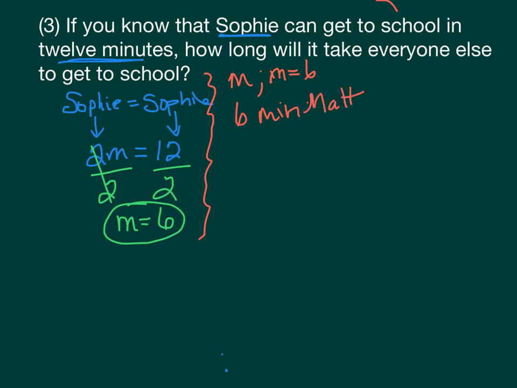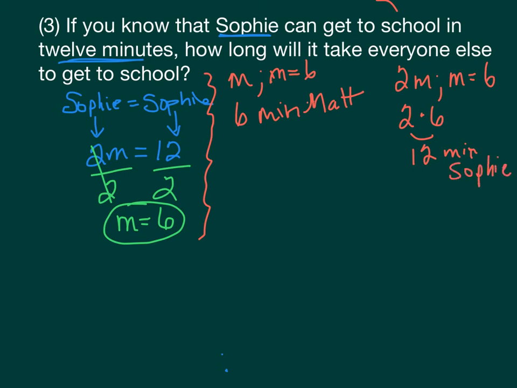The next person was Sophie. Sophie is 2M, and M is equal to 6. I know you're wondering why we're doing this one. We'll address that in a moment. I substitute in 2 times 6, and 2 times 6, of course, is 12 minutes for Sophie.